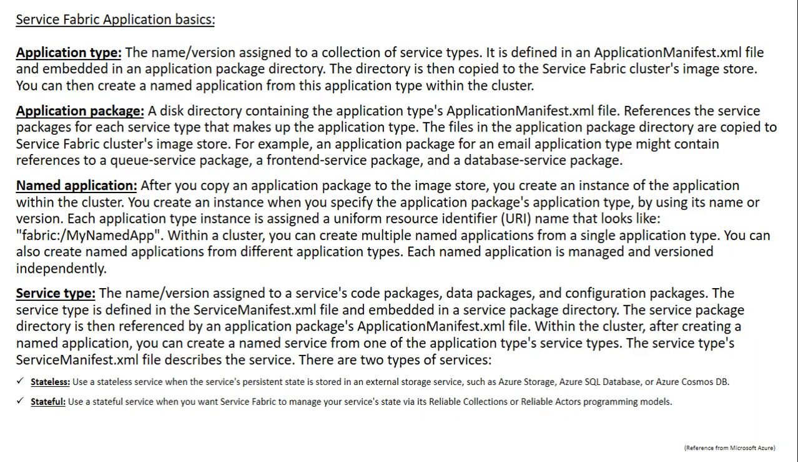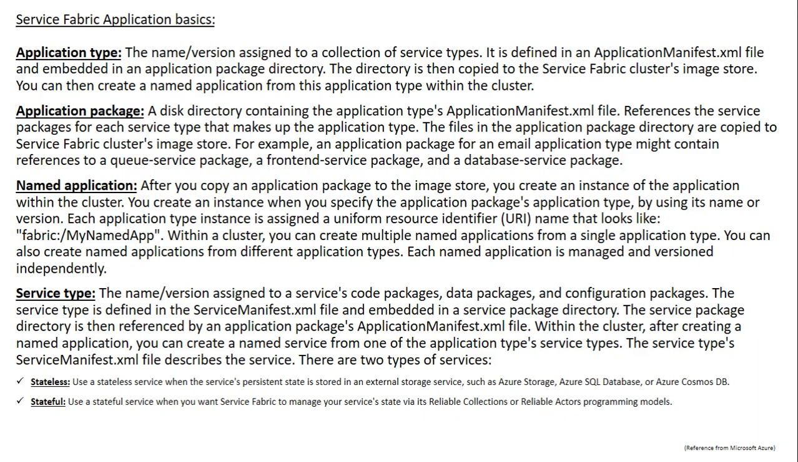The application type is the name and version assigned to a collection of service types. It is defined in the ApplicationManifest.xml file and embedded in the application package directory. The directory is then copied to the Service Fabric cluster image store. You can create a named application from this application type within the cluster. Application packages are this directory containing the application type, and the ApplicationManifest.xml file references the service packages for each service type that make up the application type. The files in the application package directory are copied to the Service Fabric cluster image store.